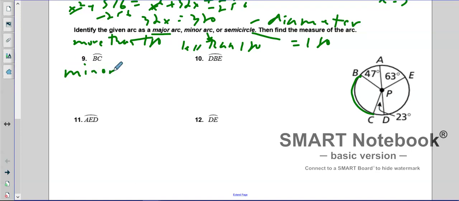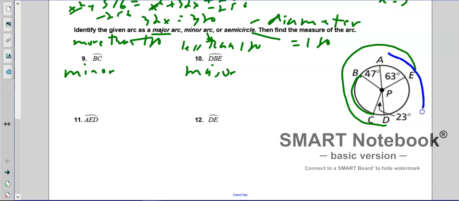We'll come back and do the numbers. DBE, as soon as you see those three letters, you know it's a major arc. So DBE. So we start at D, go past B, and go to E. That's a major arc. AED. Again, starting at A, going to E, and going to D.